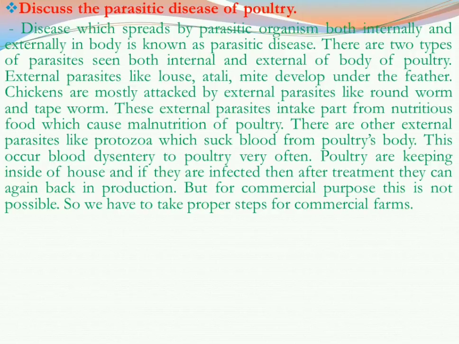Boys, there should be a correction here. It should be internal parasites. That means the roundworm, tapeworm, and protozoa. All of these are internal parasites. Besides sucking blood from the poultry's body, these cause blood dysentery to poultry very often.